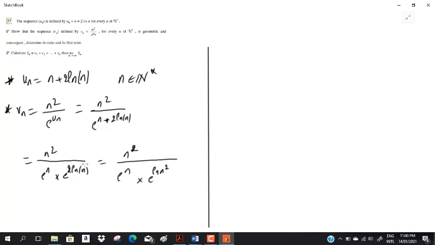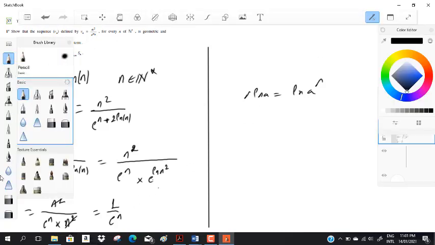We can bring the 2 up, as we remember: r ln a equal ln a power r. So 2 ln n becomes ln n squared. Now equal n squared over exponential of n times exponential of ln n squared. Exponential and ln cancel each other because they are inverse functions. What remains is n squared. We can simplify by n squared and the answer is 1 over exponential of n. I found Vn in terms of n.